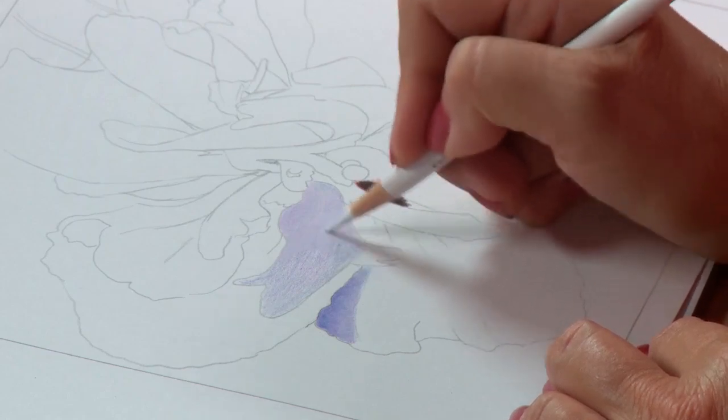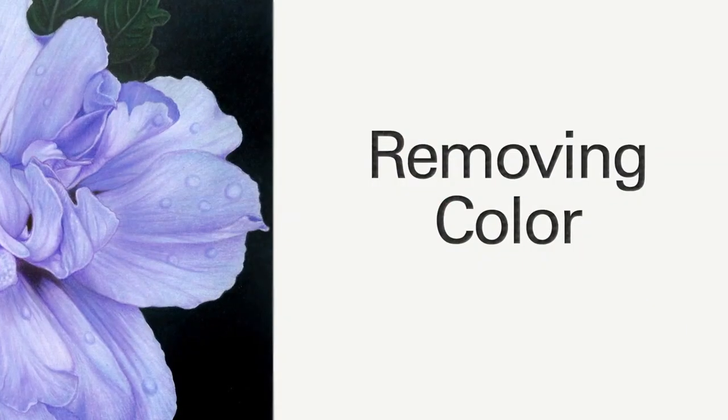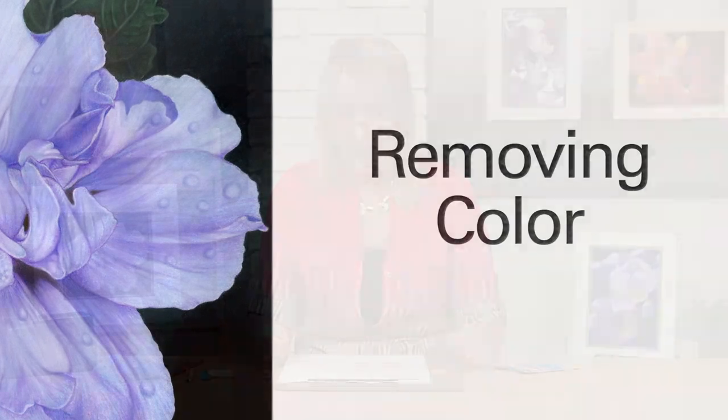The next thing we're going to talk about is removing color. When you make a mistake, how do you get rid of that color and start over again? There are times when you wish that you had made a different color choice, or perhaps you laid down some color that was just completely wrong, or maybe you got a mark on your paper. What are your alternatives? How can you restore that? So there are three techniques that I'm going to show you.